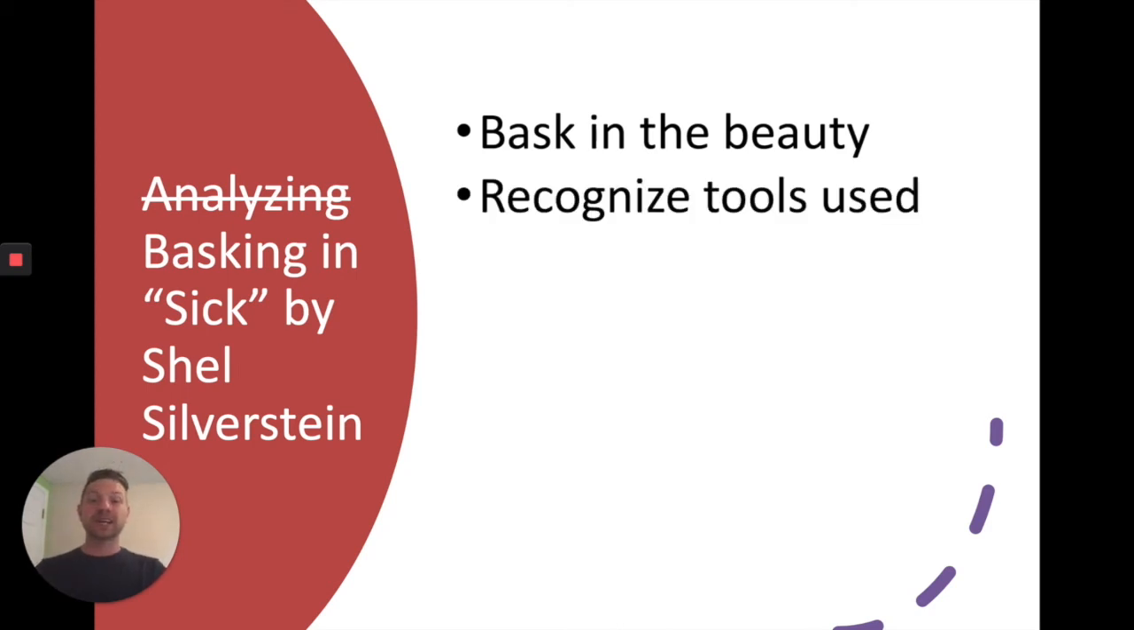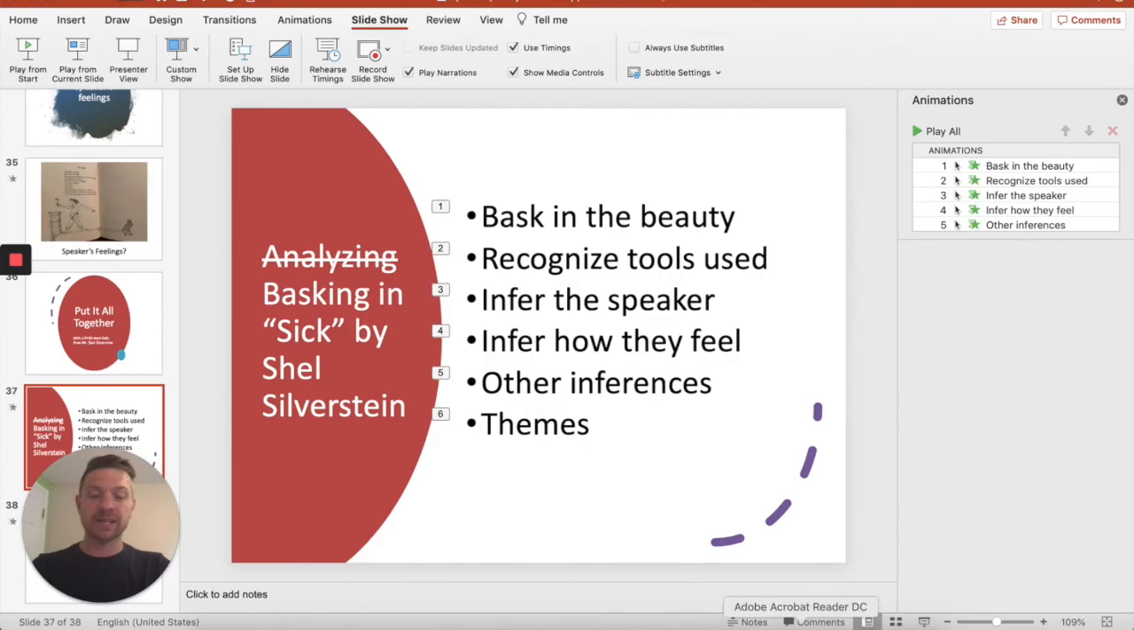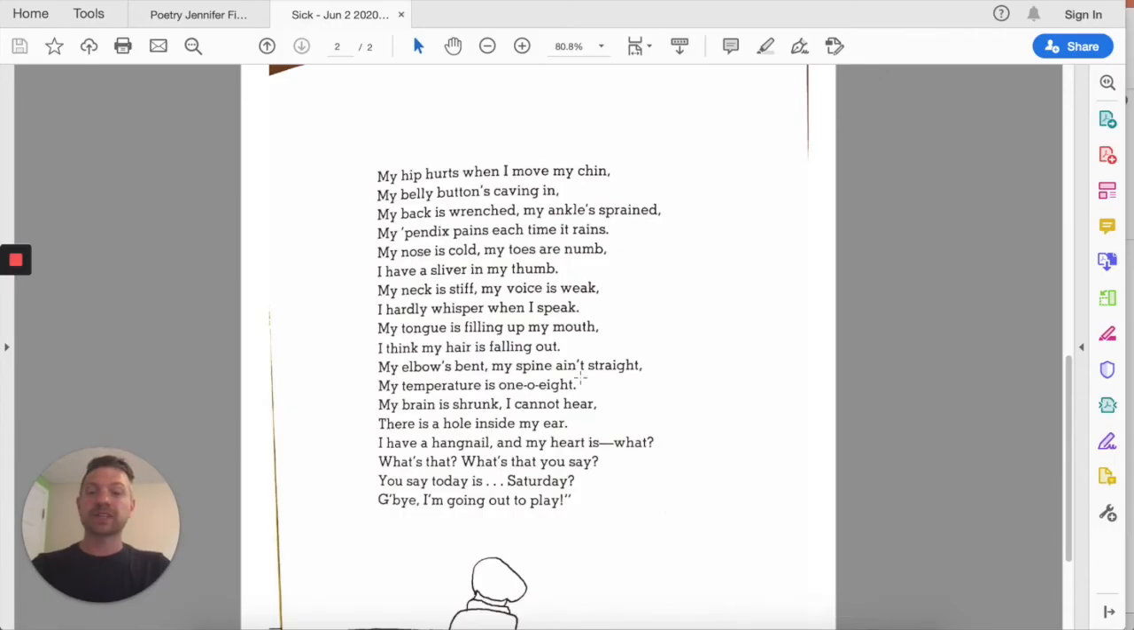So let's recognize some of the tools that were used. Was there meter? Was there rhythm? Was there rhyme? Any of those things we talked about. Was there repetition? Let's go back really quick to it and see. Well, there's definitely repetition. My hip hurts, my belly, my back, my appendix, my nose, my, right? So lots of repetition. At the end, the little twist ending, which by the way is a tool that poets use, is having like a surprise ending. A lot of poems have that.